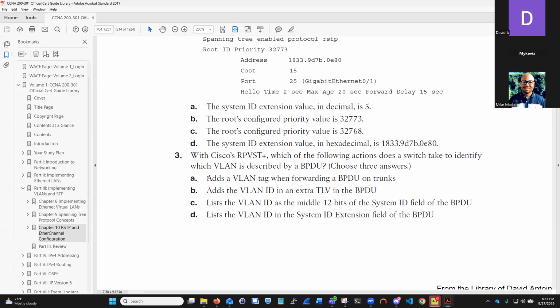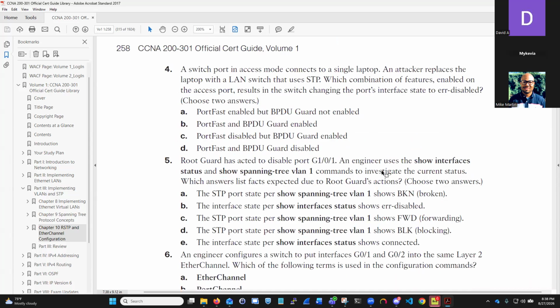So the correct answers are A; B, which adds the VLAN ID in an extra TLV in the BPDU; and of course D, which lists the VLAN ID in the system ID extension field of the BPDU. Okay. All right, let's move forward.